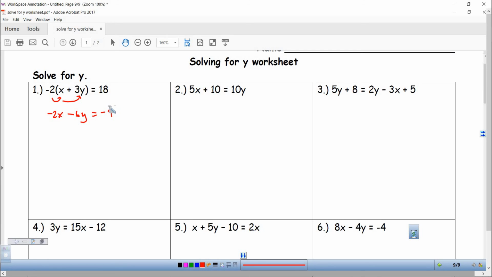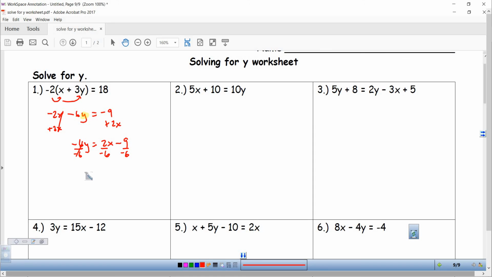See, I distribute that negative 2. Now, again, what's my goal? My goal is to get that y by itself. Here's a minus 2x. I'm going to go ahead and add 2x. There we go. Negative 6y is equal to negative 9 plus 2x, but I'm going to write 2x minus 9. And then what's my goal? To get that y by itself. So I'm going to divide, but what do you divide? Everything. Again, when you multiply or divide, you divide everything.